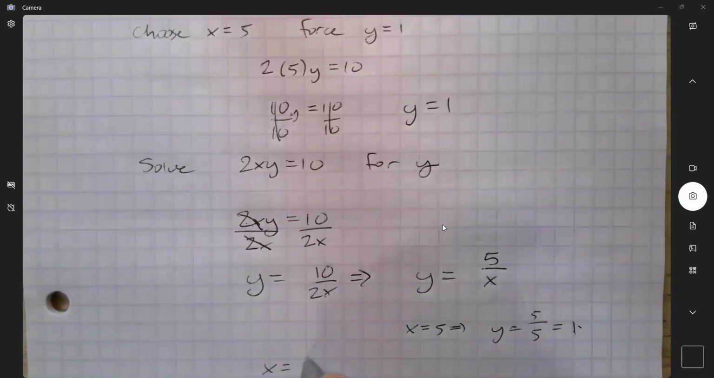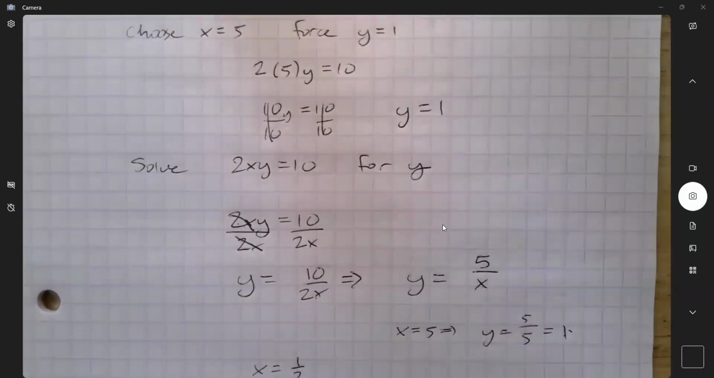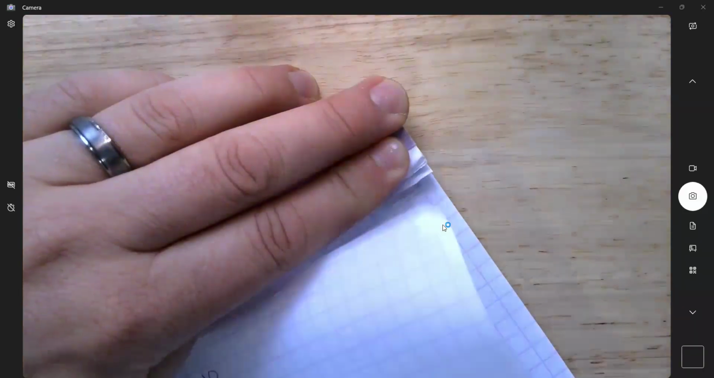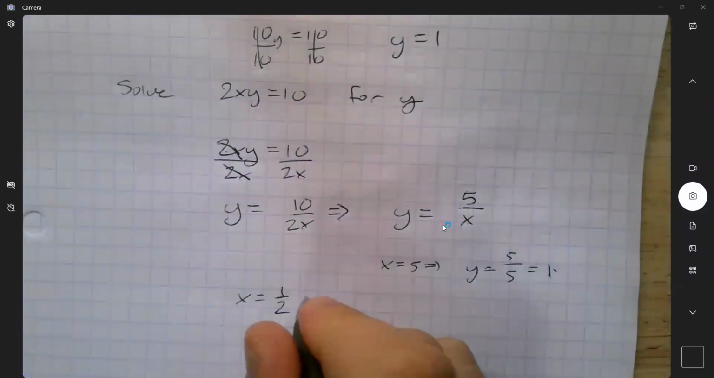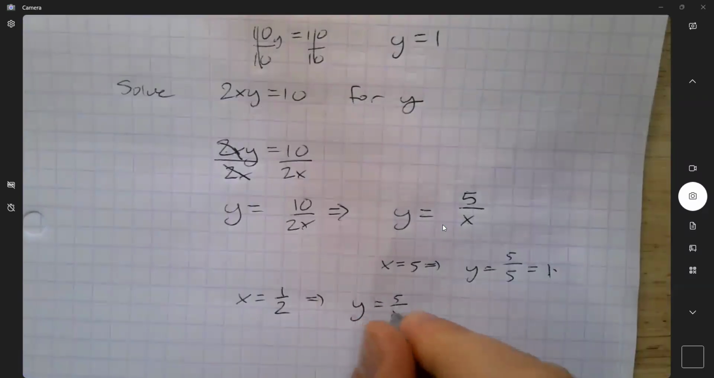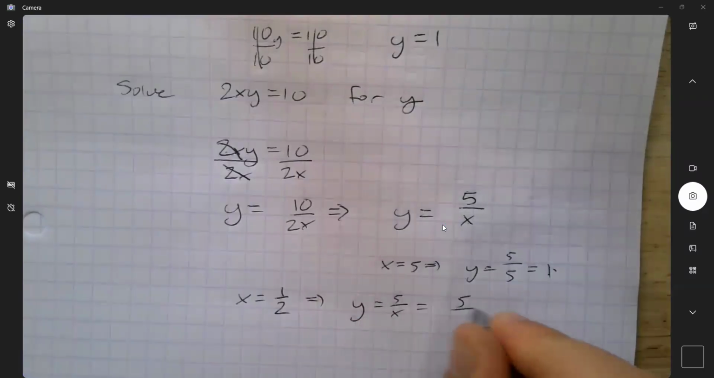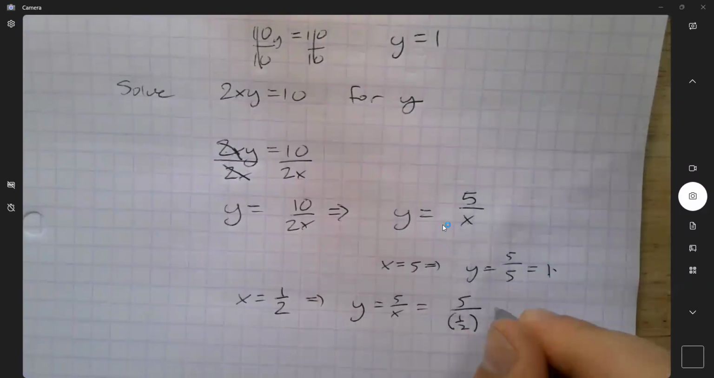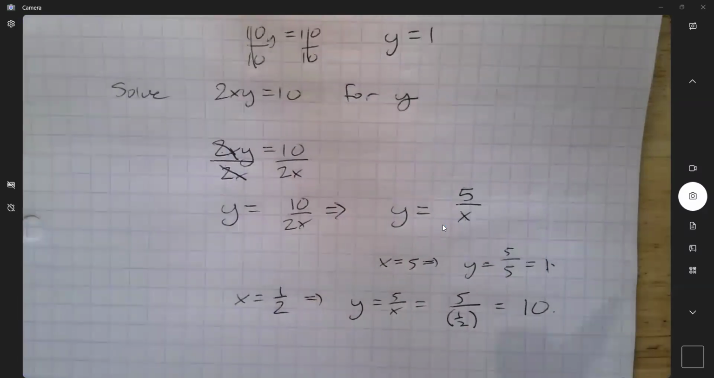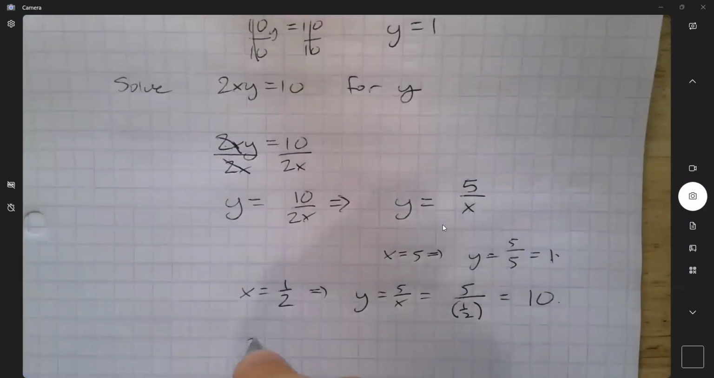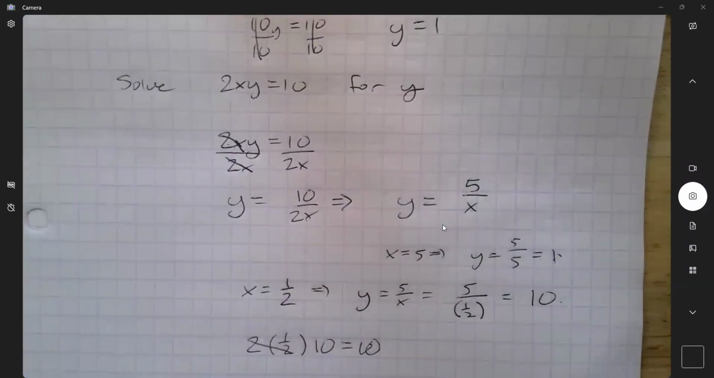And if x were equal to a half, for example, that's possible. If x were equal to a half, then y, which is 5 over x, has to be 5 over a half, which is 10. And we'll talk more about fractions and how to do fraction division. But that works out because 2 times a half times 10 equals 10, because the 2 and the 1/2 cancel.